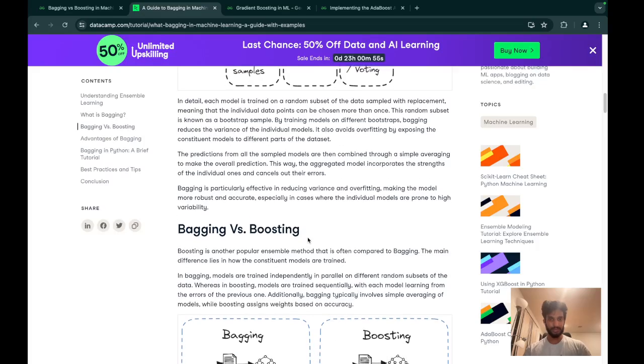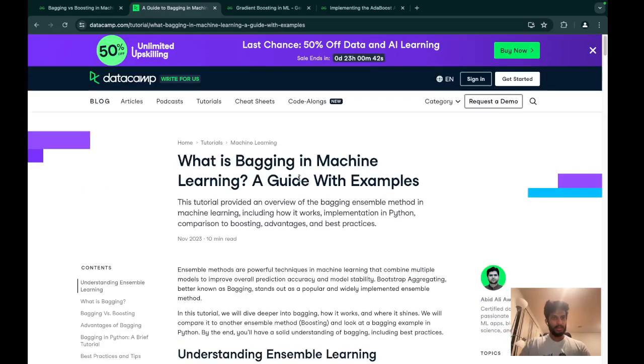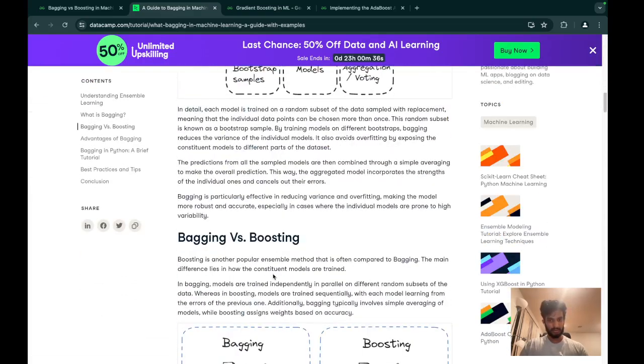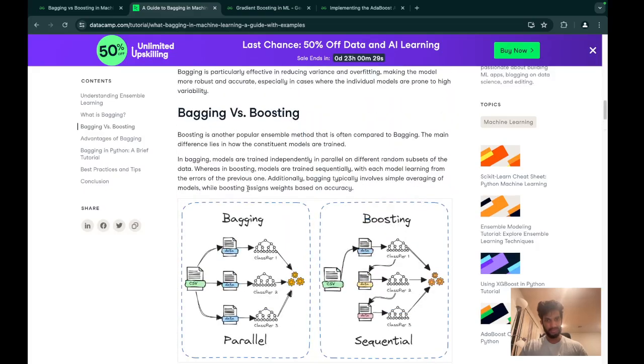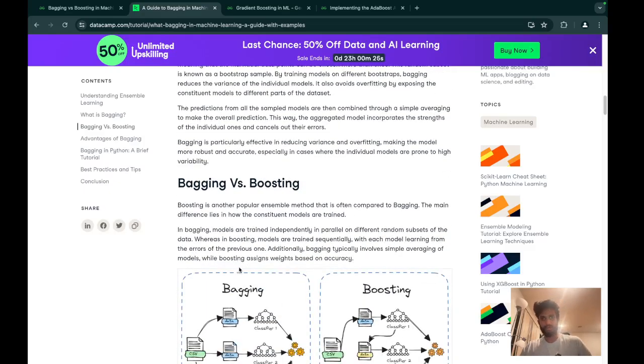Okay. This way, the aggregated model incorporates, right. This is what bagging is, right? So, before we get to, I think we're already here. Yeah, robust and accurate again. Oh wait, yeah, again, come on. Don't make that claim if you're not going to hold it.